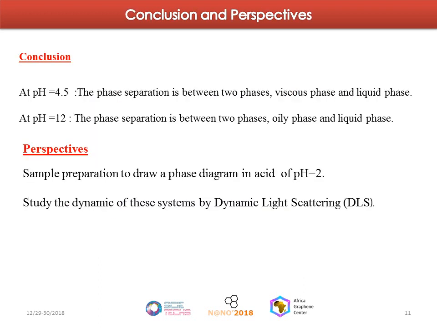So to conclude, at pH equal 4.5, the phase separation is between two phases, a viscous phase and a liquid phase, and at pH equal 12, the phase separation is between two phases, an oily phase and a liquid phase. And as a perspective, we plan to prepare samples to draw a phase diagram in acid at pH equal 2 and study the dynamics of these systems by dynamic light scattering, DLS.